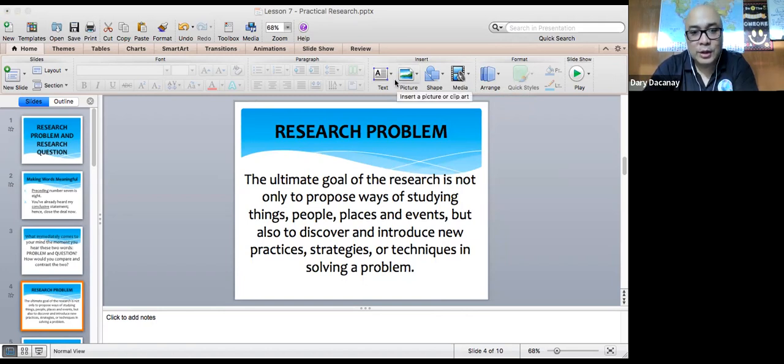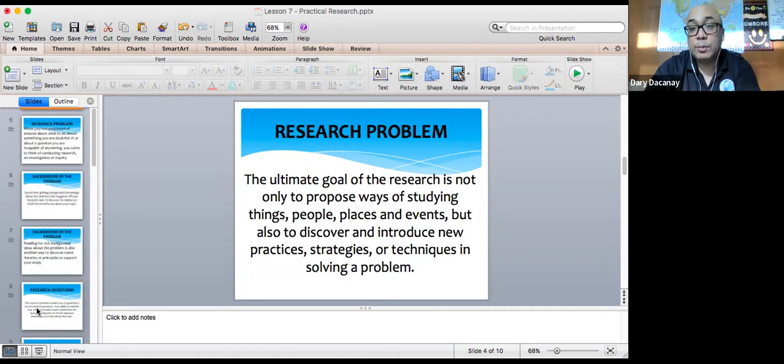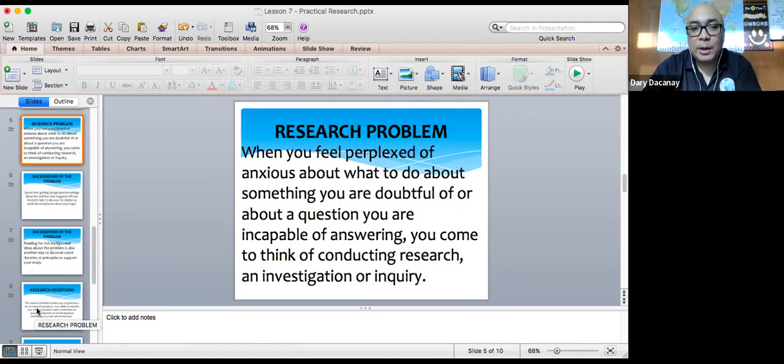So we're going to do this to discover and to introduce new practices and strategies or techniques in solving your research problem. Now, when you feel perplexed or anxious about what to do about something, you are doubtful, or a question you are incapable of answering, you come to think of conducting research as an investigation or inquiry. Because of that problem, you would want to be able to answer it.